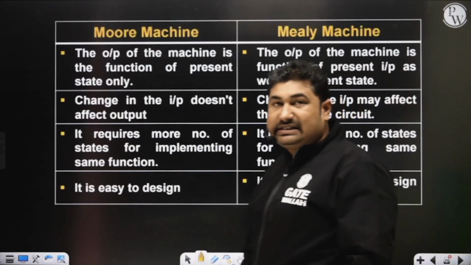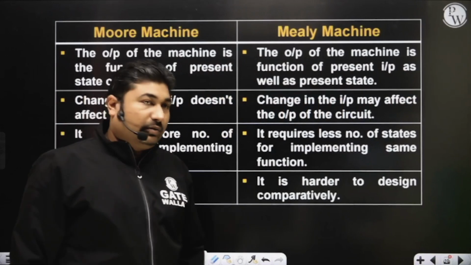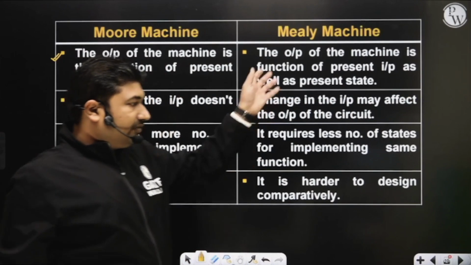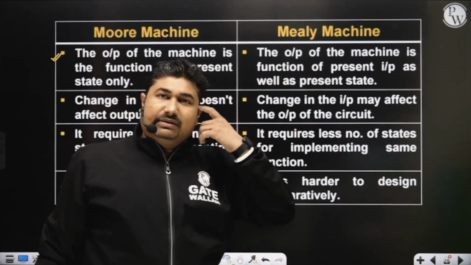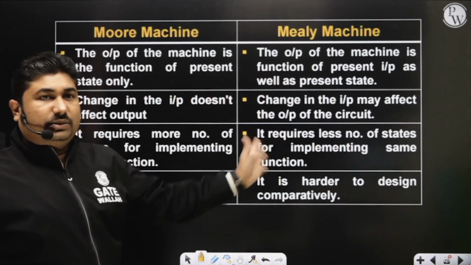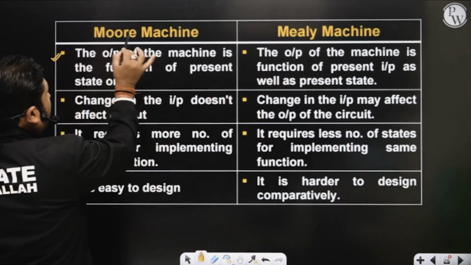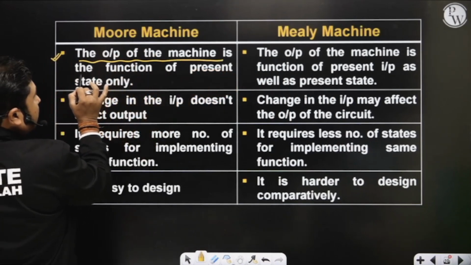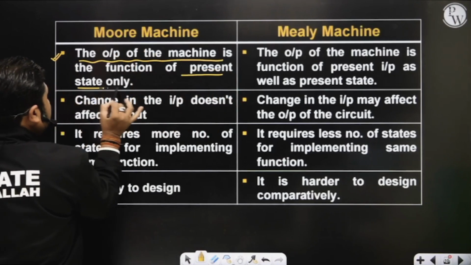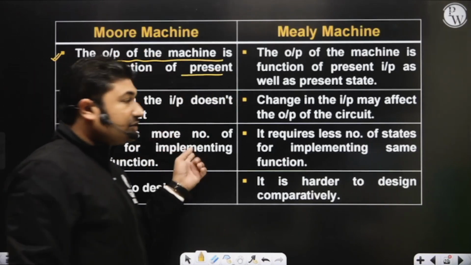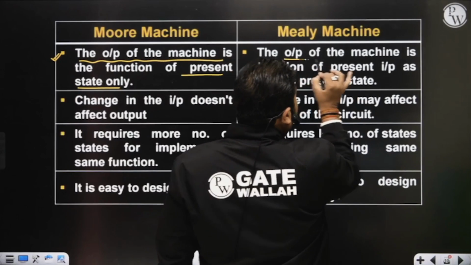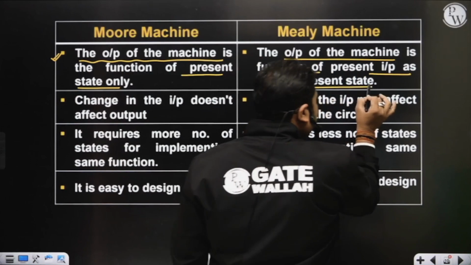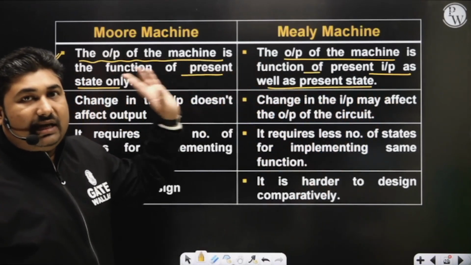Come to the next differences between the Mealy model and Moore model. Now, it's an important one. Please see. Most of the time in different ESC exams or PSU exams, they will ask some points related to this. In the Moore model, the output of the machine is a function of present state only. In the Mealy model, the output of the machine is a function of present input as well as present state. So this is the difference between Mealy and Moore.